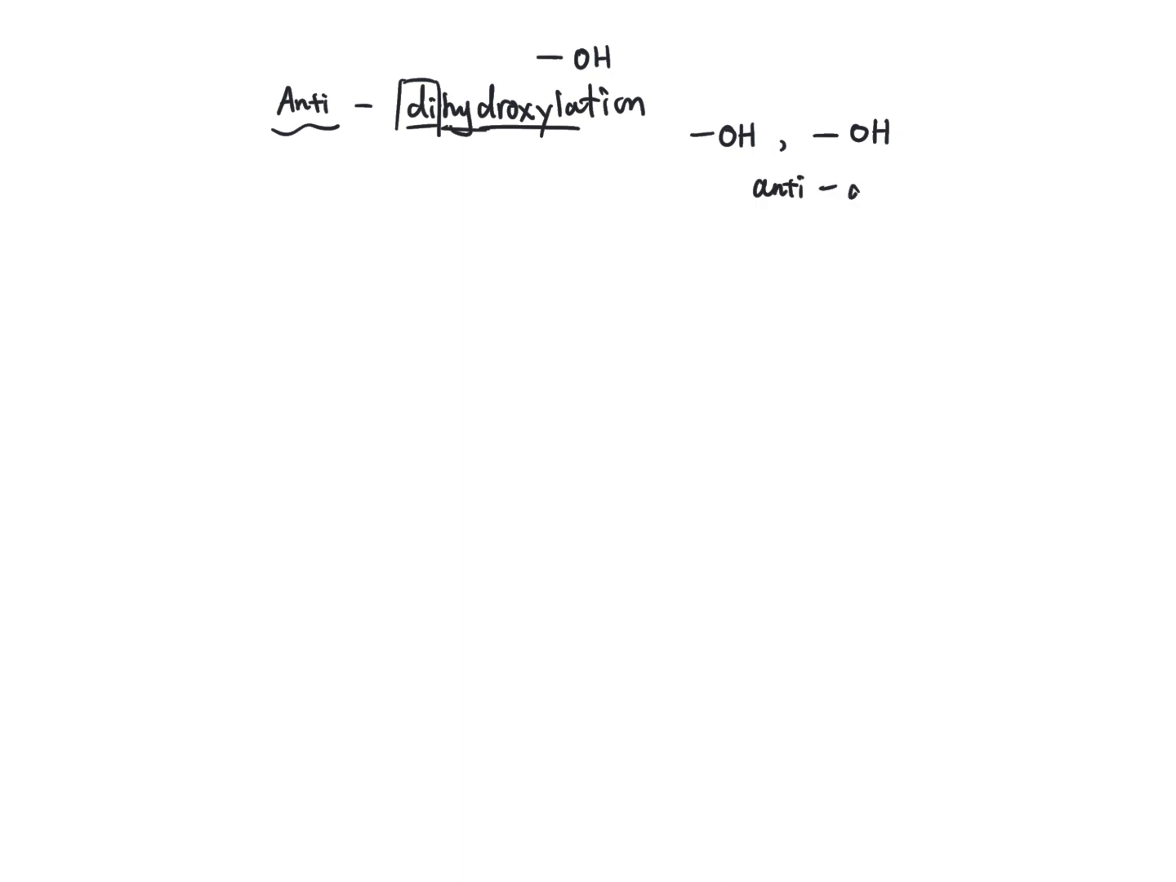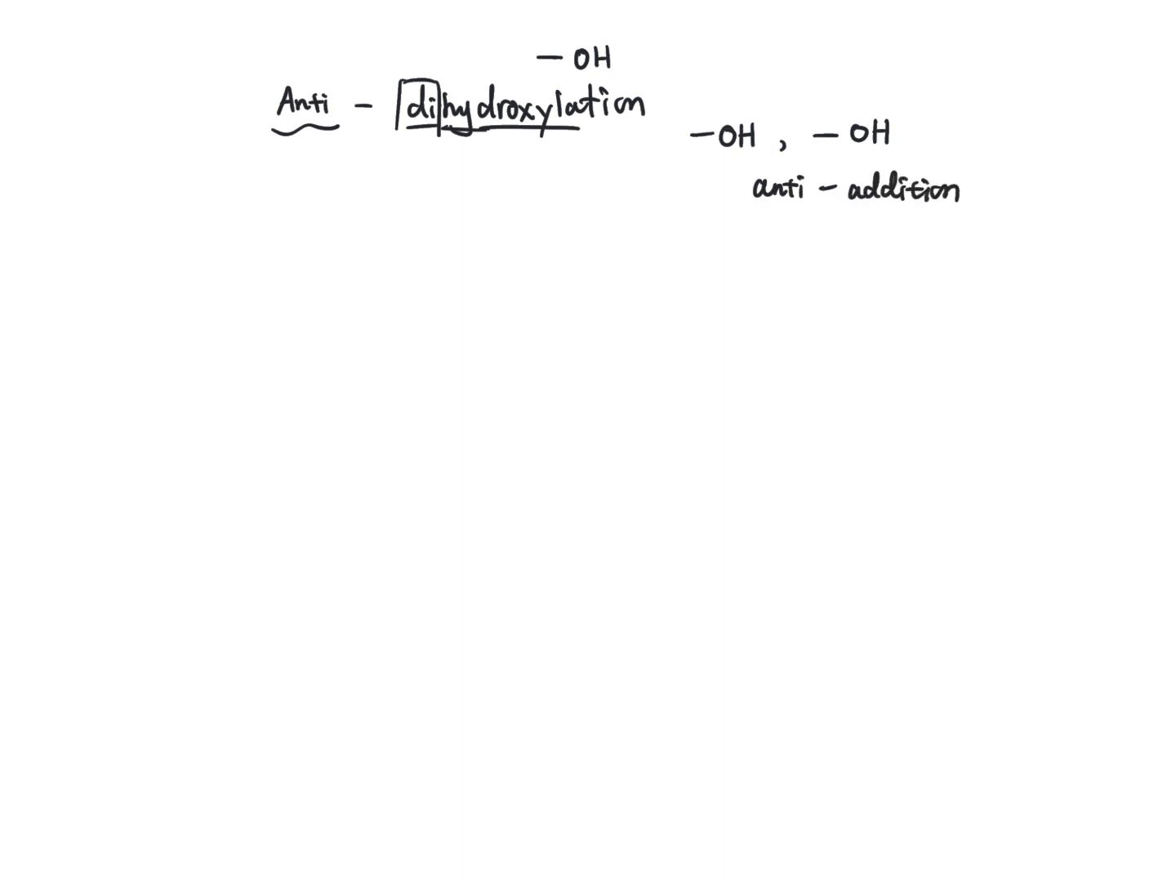The next two reactions are dihydroxylation. The first one is anti-dihydroxylation. So hydroxy is OH. Di means two. So what we are adding here is two OH groups, one on each of the carbons. And anti means that they are adding in an anti-addition fashion.